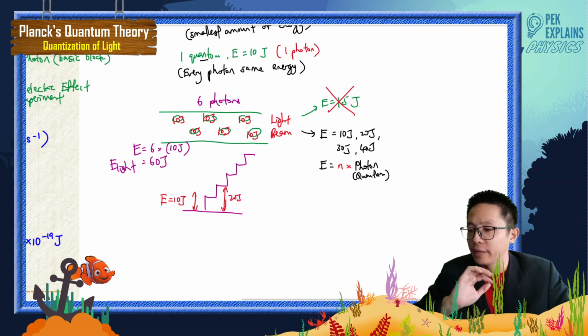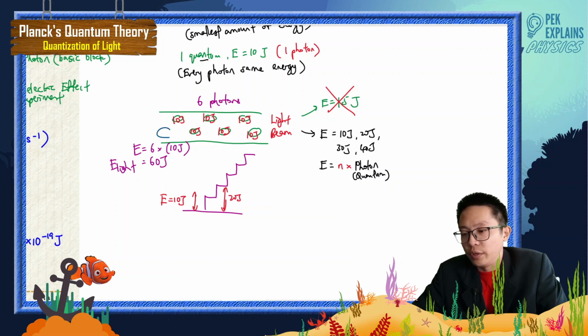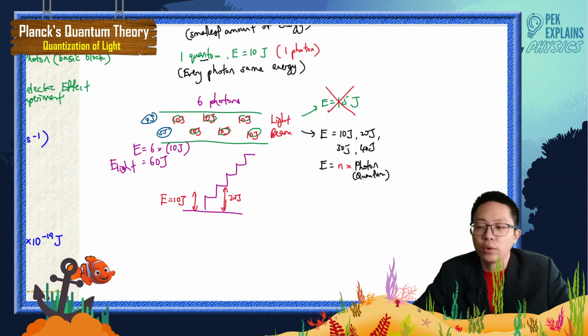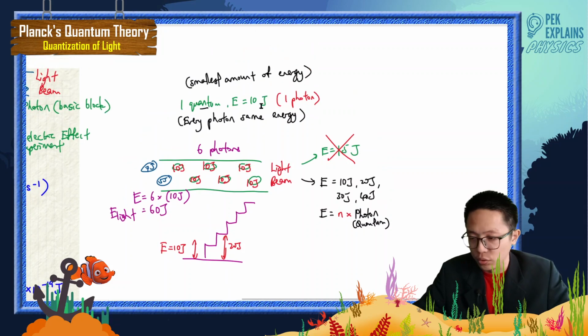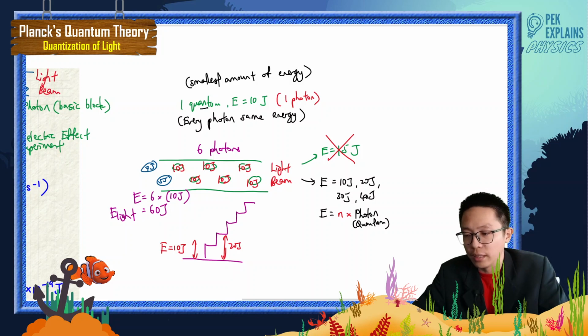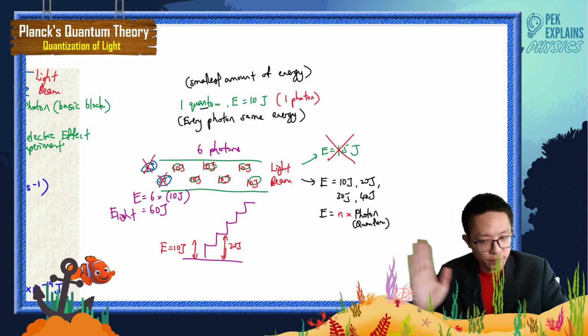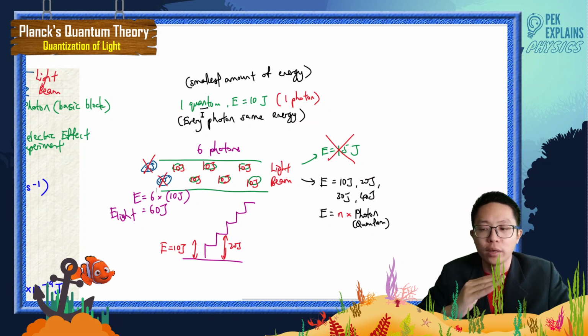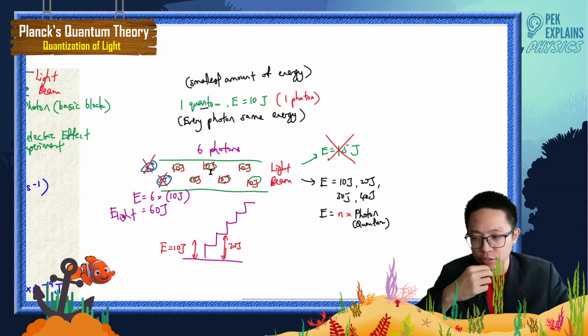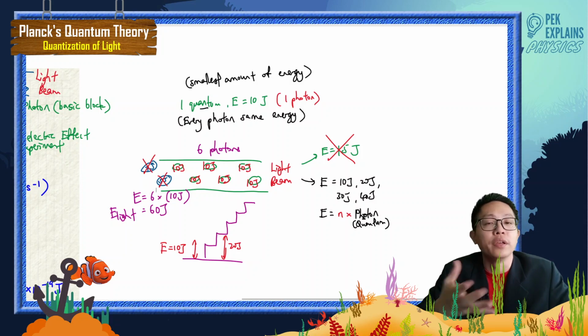You won't find any photon with only 5 joule. No, you won't find any photon with 7 joule. If one quantum is 10 joule, then all of them are 10 joule. All of them have the same one quantum of energy, which is the smallest amount of energy, 10 joule. So the energy of light, you can have maybe 10 joule or 20 joule, 30 or 40 joule, depending on the number of photons.